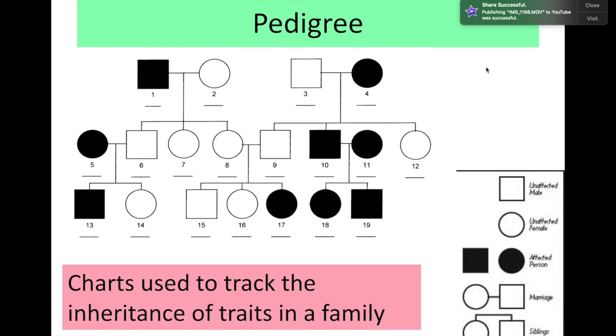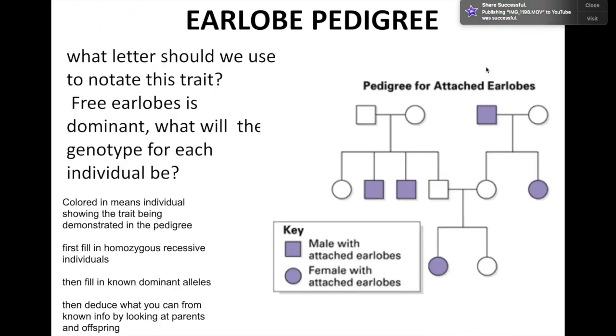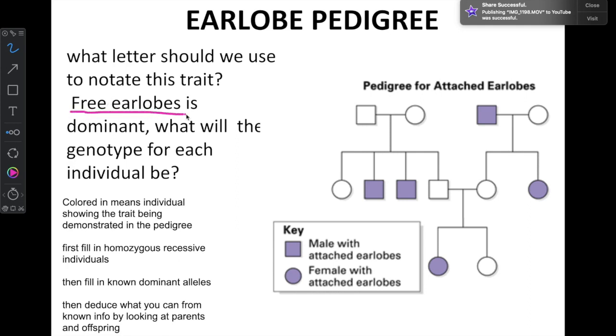Okay, so we are going to look at this earlobe pedigree that compares free earlobes, which are sort of unattached to the side of your head, versus attached earlobes, which are more firmly attached to the side of your head. You see the attached earlobes over there.